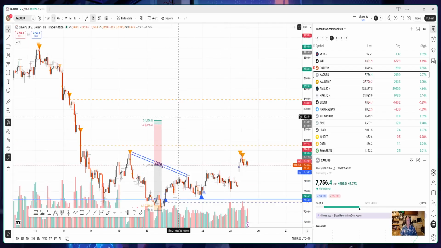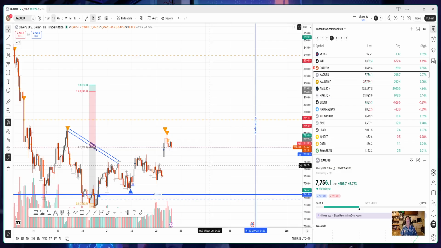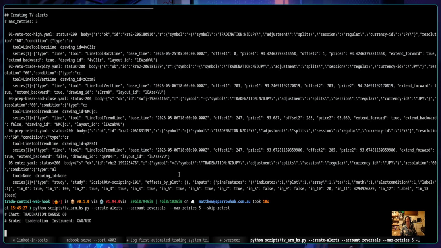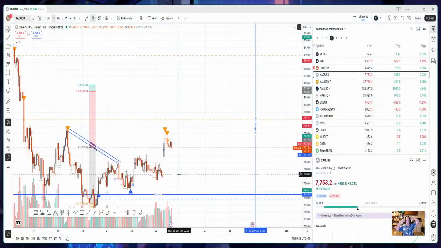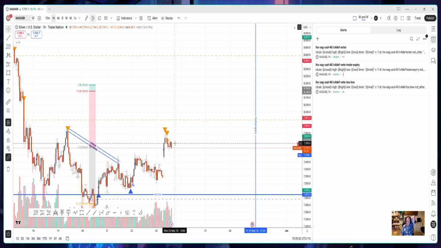Zag. That's silver. So that's ready to go. It's had a break, close, retest. Let's come up here. So we can enter that one with a skip retest. That's going to create those alerts. So if it gets any candle, it's just going to go in.